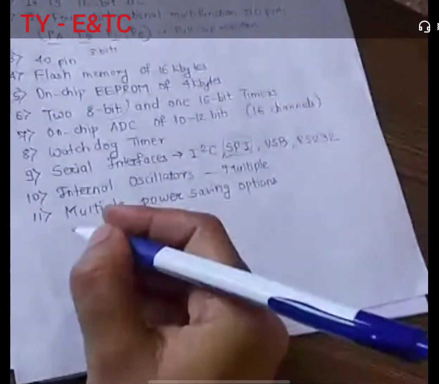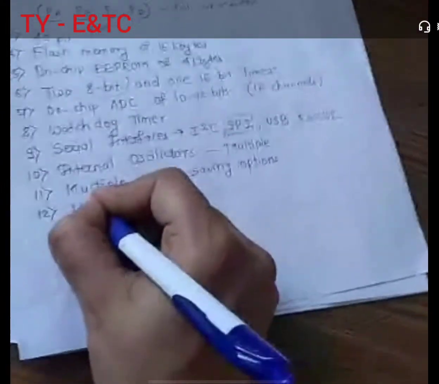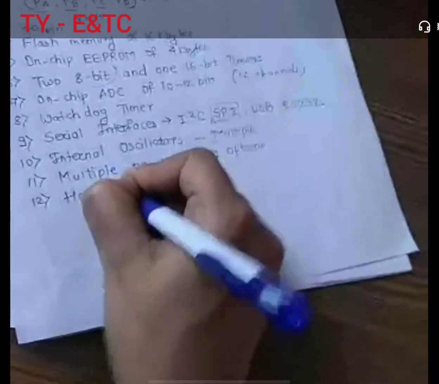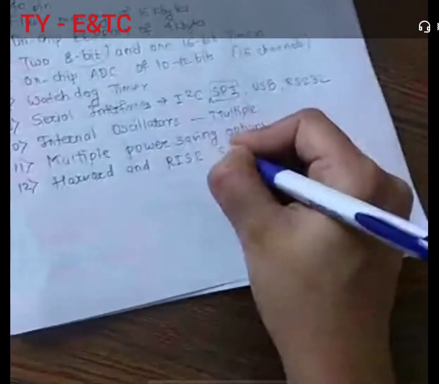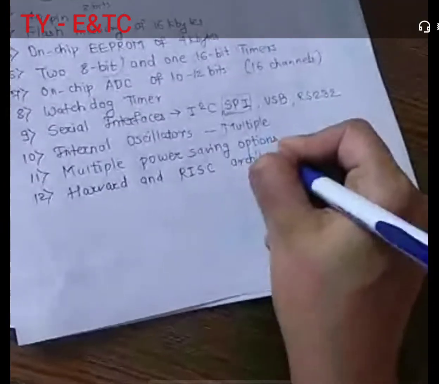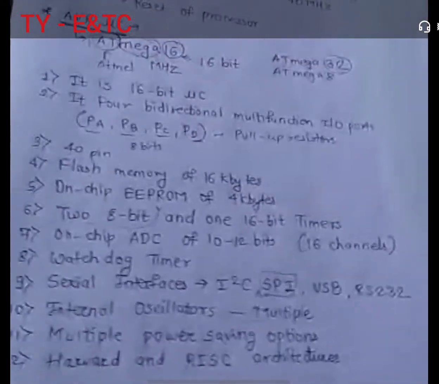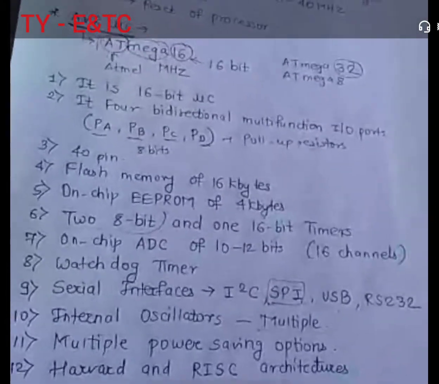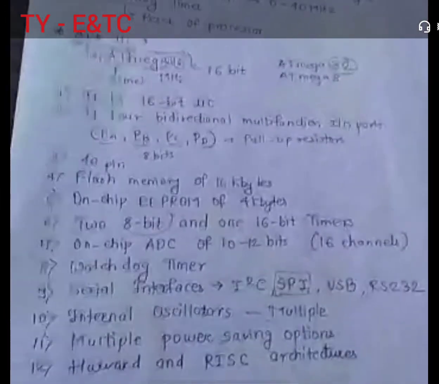8051. Then similar to the 8051, this also uses the Harvard and RISC architectures. So they follow this Harvard and RISC architectures. Okay, so these many features are sufficient and they are all important. So these are the features of Atmega 16 or AVR microcontroller.